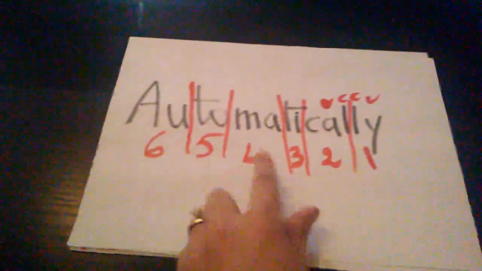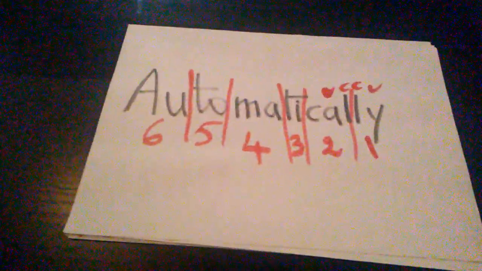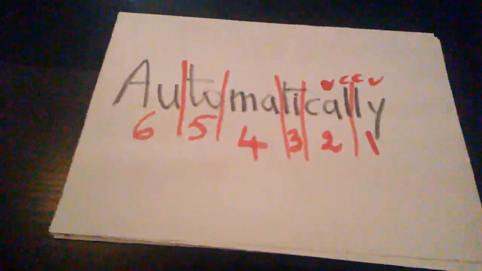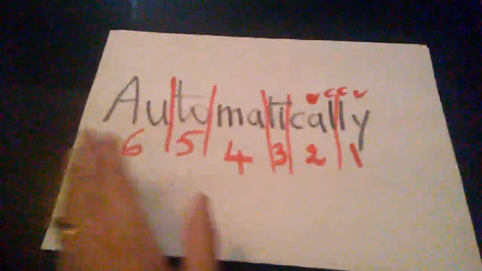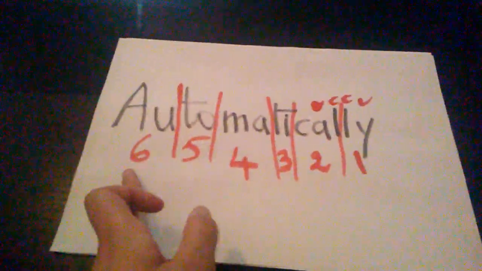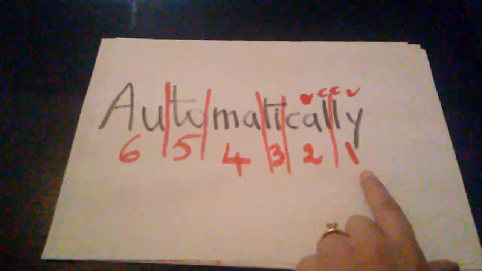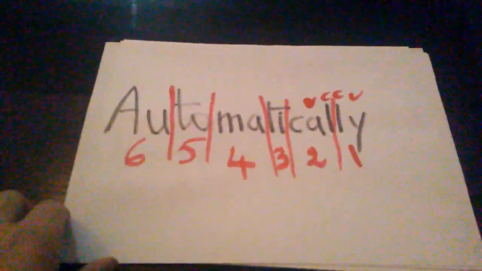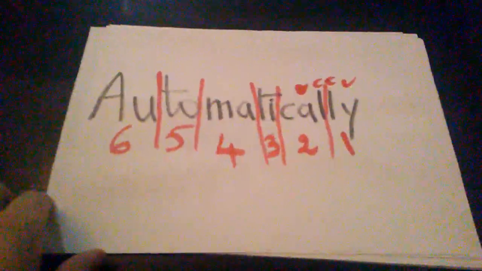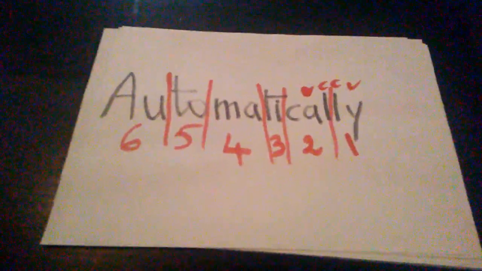So, automatically. I have divided my word. It is very correct. I need to count the syllables now. In English, we never count from here to here. We count from here to here. If you count from the beginning, it is wrong. You count starting from the end. So, 1, 2, 3, 4, 5, 6: automatically has 6 syllables. So, this is everything about how to divide a word.